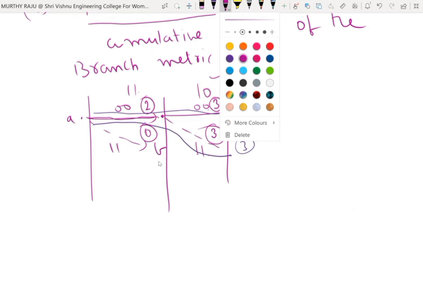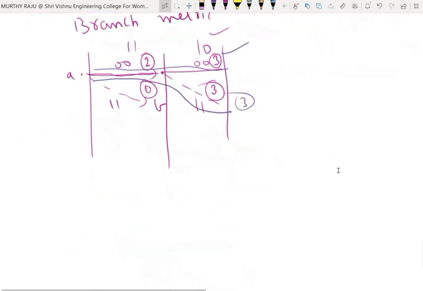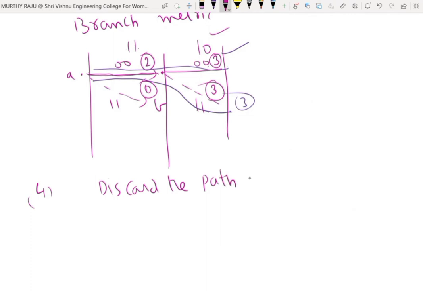The fourth important point here is to discard the path with the higher path metric value.